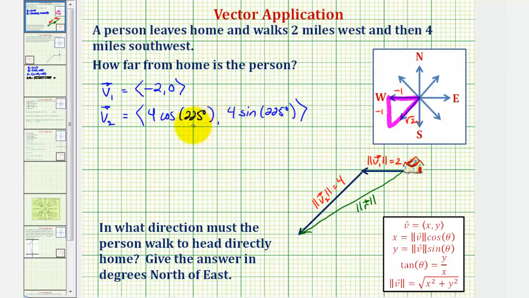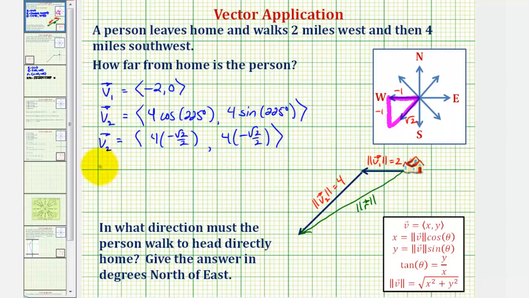So using our reference triangle, cosine 225 degrees would be equal to the ratio of the adjacent side to the hypotenuse, which would be negative 1 divided by square root 2. Notice if we rationalize this, though, we would have negative square root 2 divided by 2. So for vector v sub 2, the x component would be 4 times negative square root 2 divided by 2. And then for sine 225 degrees, that would be the ratio of the opposite side to the hypotenuse, which is still negative 1 divided by square root 2, or negative square root 2 divided by 2. So the y component is also 4 times negative square root 2 divided by 2.